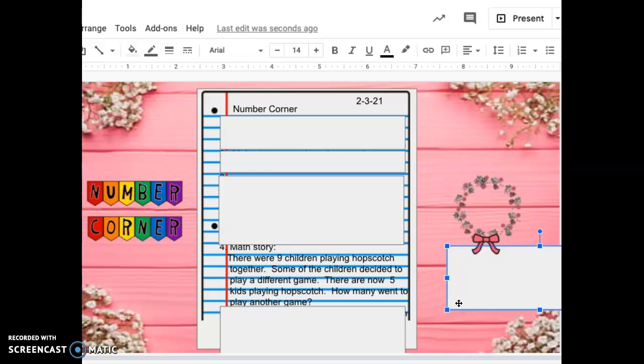There were 9 children playing hopscotch together. Some of the children decided to play a different game. There are now 5 kids playing hopscotch. How many went to play another game? Again, you need a picture, equation, and answer. Press pause if you need more time to complete your math story.